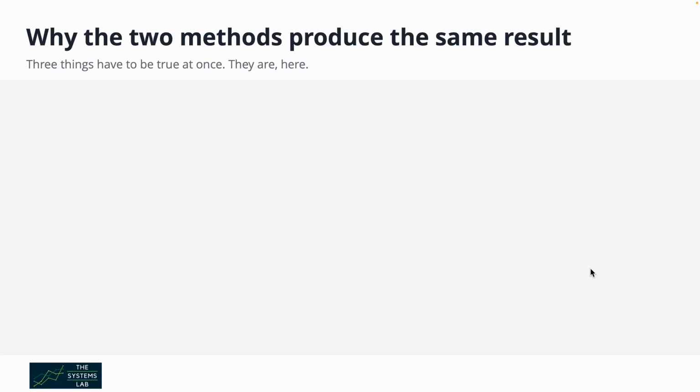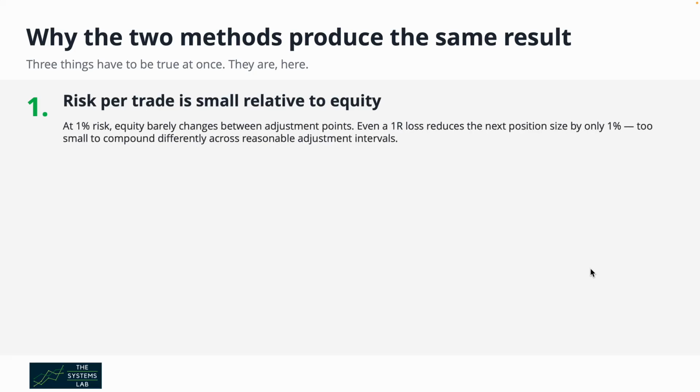Now, why do the two methods produce the same results? 3 things have to be true at once, and they are in the analysis that we're looking at here. So first of all, risk per trade is small relative to equity. At 1% fixed risk, equity barely changes between adjustment points. Even a 1R loss reduces the next position by only 1%, and it's really too small to compound differently across reasonable adjustment intervals like the ones that we've picked here.